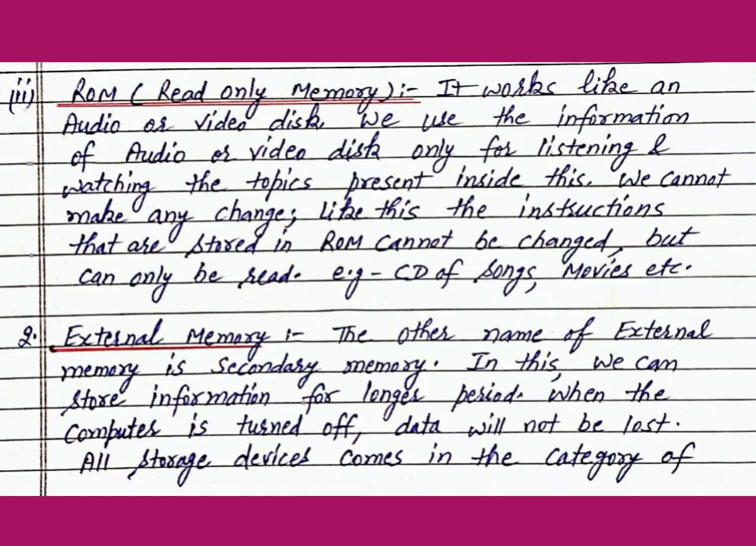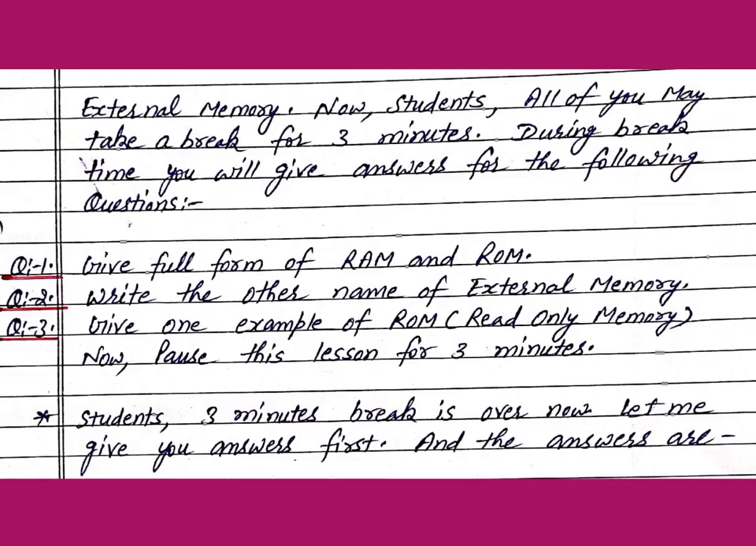Number 2, external memory. The other name for external memory is secondary memory. In this, we can store information for longer period. When the computer is turned off, data will not be lost. All storage devices come in the category of external memory.